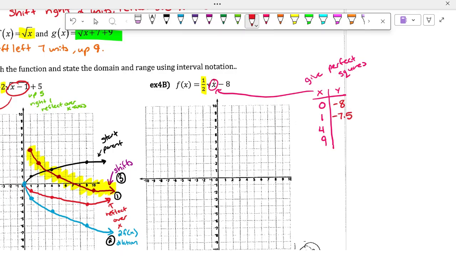Square root of 4, 2, times 1/2, sorry. 1. 1 minus 8, negative 7. Then 9. 3. 3 times 1/2. 1.5 minus 8, negative 6.5.